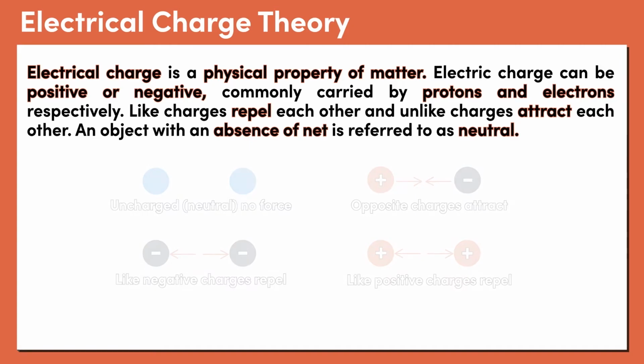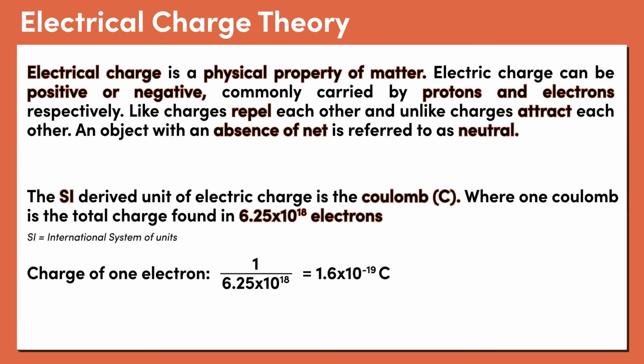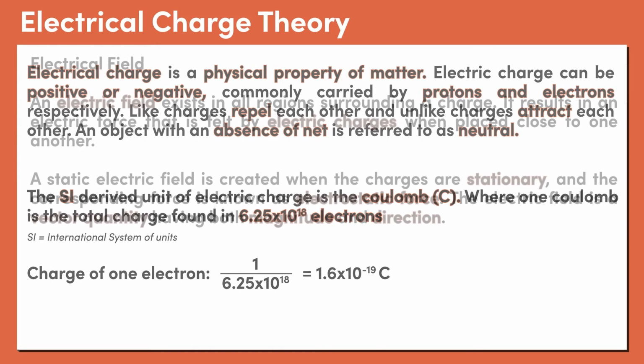The SI-derived unit of electric charge is the coulomb, where 1 coulomb is the total charge found in 6.25 multiplied by 10 to the power of 18 electrons. If we take the reciprocal of that number, we can find the charge of 1 electron, which is 1.6 times 10 to the power of minus 19 coulomb.